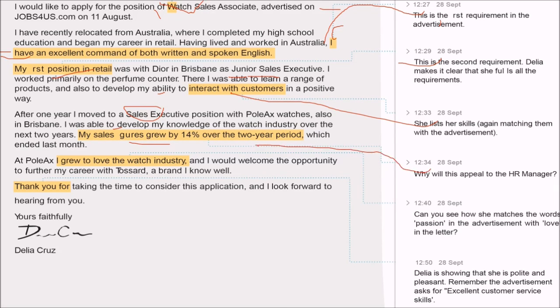So here, why will this appeal to the HR manager, right? At Polex, I grew to love the watch industry. Now, can you see how she matches the word passion in the advertisement with love in the letter? And I would welcome the opportunity to further my career with Tossard, a brand I know well. And finally, thanking you, Delia is showing that she's polite and pleasant. Thank you for taking the time to consider this application, and I look forward to hearing from you. Yours faithfully, Delia Cruz. Remember that the advertisement asks for excellent customer service skills.